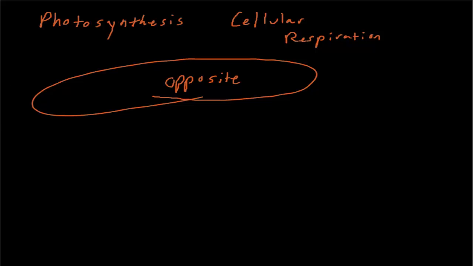So let's talk about what these are. We're going to start with photosynthesis, and then we'll move on to cellular respiration. So photosynthesis. Photo means light, and to synthesize means to combine and make things, okay? So when we talk about photosynthesis, obviously we're combining light with other things. And that's basically what we are going to do.